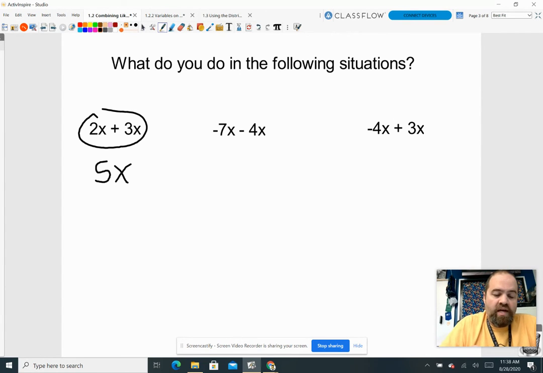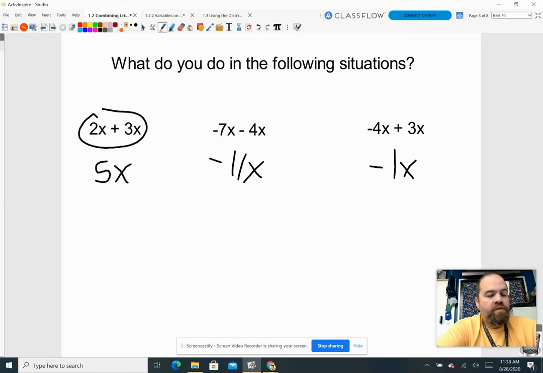Pay attention to the signs on your coefficients. If you goof that up and you don't include the negatives in there, it'll obviously throw off your answer. So in this case, I'm adding my 7x and negative 4x together, and I get 3x. Negative 7x and negative 4x together give negative 11x. Again, no exponents. Negative 4 plus 3, negative 1x on the last one there.